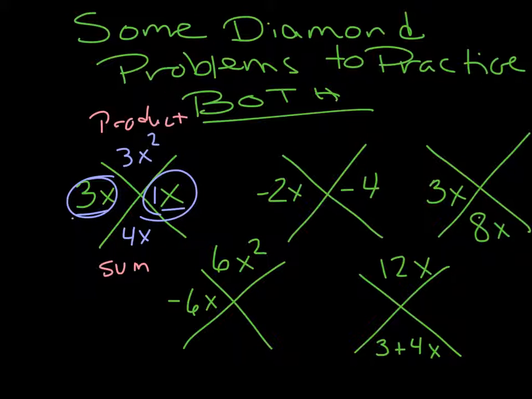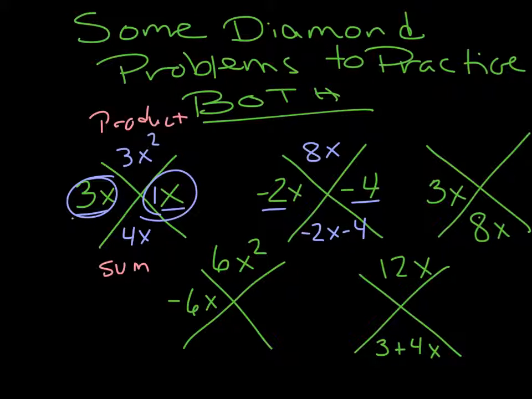The next one, when I multiply, negative 2 times negative 4 is positive 8. I only have one x that I'm multiplying, so that's just going to be a positive 8x. And now when I add, they're not like terms, so my answer, or my sum, is just negative 2x minus 4. That's all that I can do.